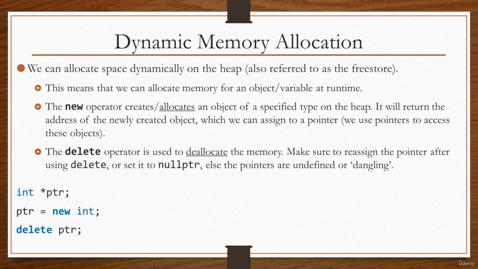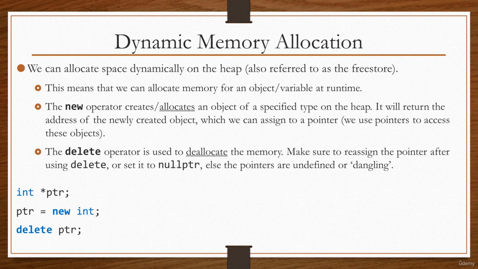Alright, so how do we allocate memory dynamically? Well, we use the new operator, and with that we can create or allocate an object of a specified type on the heap. It will return the address of the newly created object, and we can then assign that address to a pointer. It's also important to use the delete operator, which is used to deallocate the memory. We want to basically recycle the memory in the heap. If you use too much of it, eventually your program will crash, because you'll run out of that memory. And you want to make sure to reassign the pointer after using delete, or set it to nullptr, otherwise the pointer is undefined. This is also referred to as a dangling pointer.